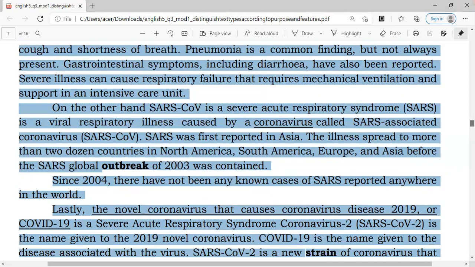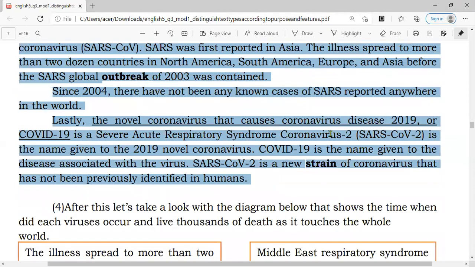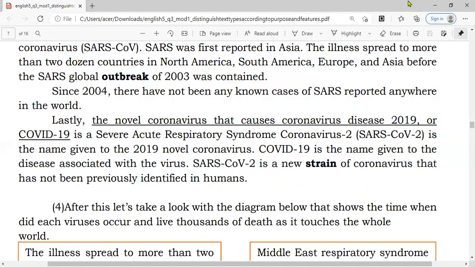Lastly, the novel coronavirus that causes coronavirus disease 2019 or COVID-19 is severe acute respiratory syndrome coronavirus 2, SARS-CoV-2, which is the name given to the 2019 novel coronavirus. COVID-19 is the name given to the disease associated with the virus. SARS-CoV-2 is a new strain of coronavirus that has not been previously identified in humans. There you go. So that's number 4.